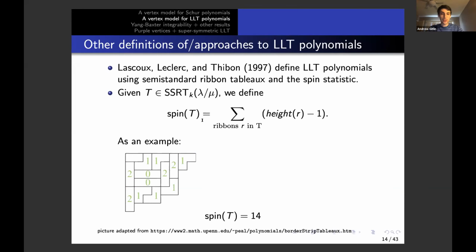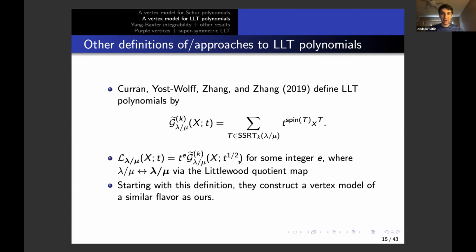Okay, and I guess one thing to note is that the spin does not depend on the actual filling of the ribbons. So in a semi-standard ribbon tableau, you fill in all of the ribbons with numbers, but the spin doesn't actually depend on how you assign the labels to the ribbons. Okay, and so with all that, finally, here's the definition of the LLT polynomial in terms of ribbon tableau. So I sum over all semi-standard ribbon tableau of lambda over mu. The x power is just given by the entries of the tableau, and the t power is given by the spin.